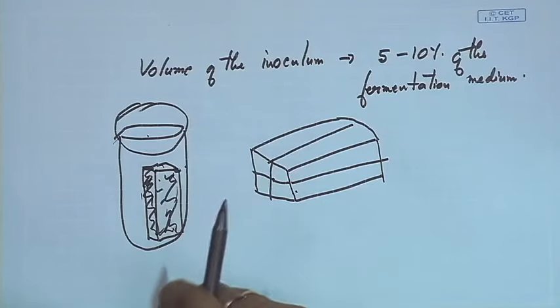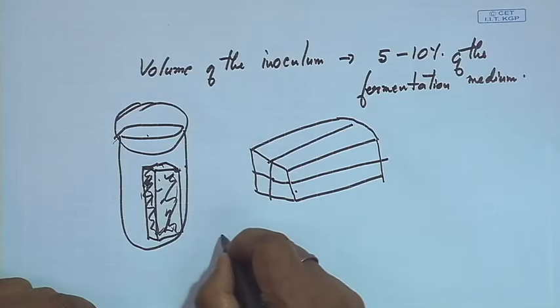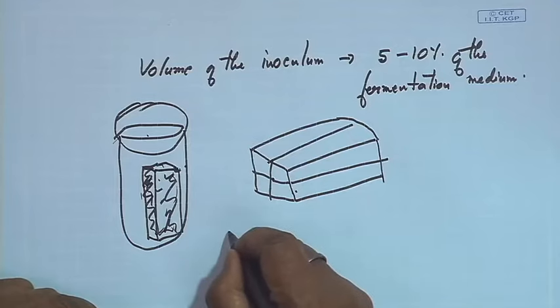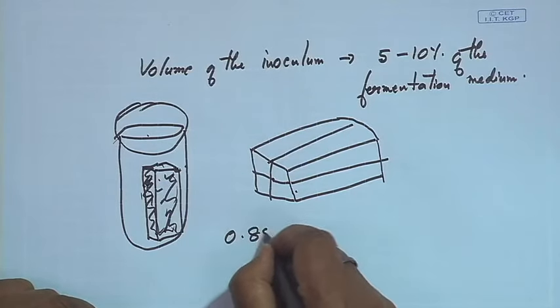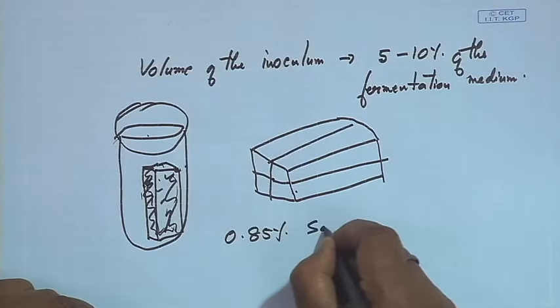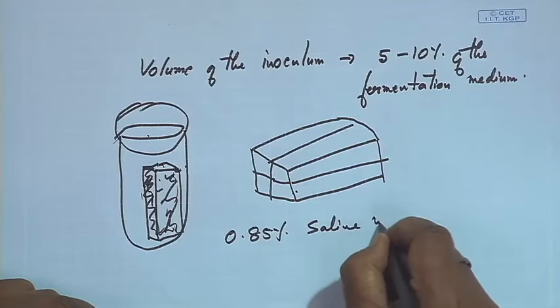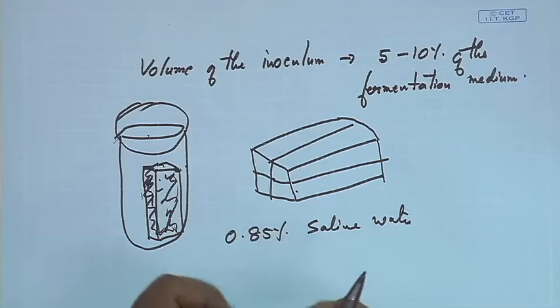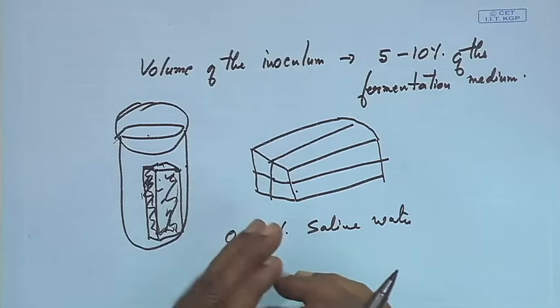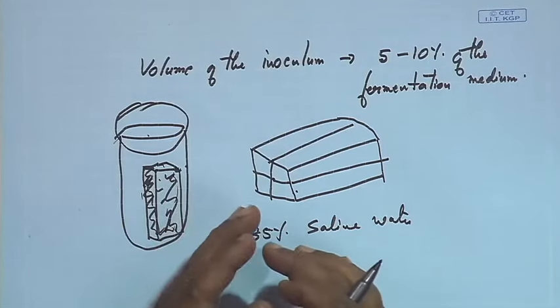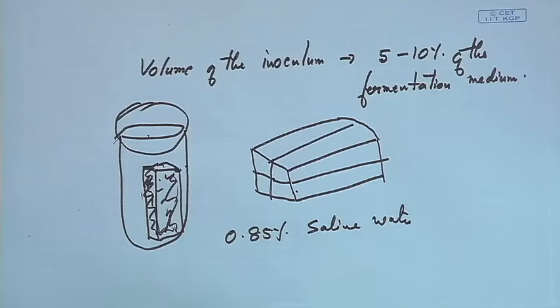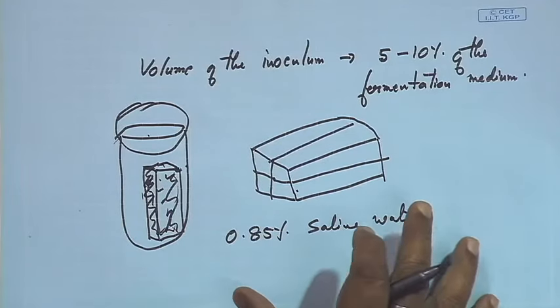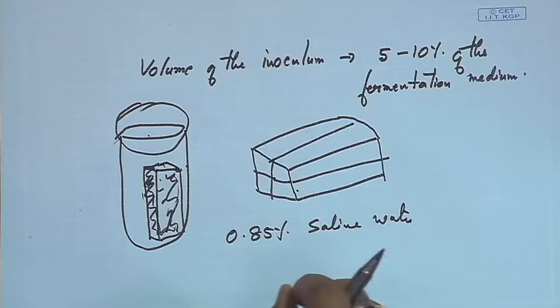Once it is totally covered, we can make a suspension in 0.85% saline water, and then we find out what particular concentration of spores is required for the inoculum vessel. We develop this particular concentration of spores, and then we put it in the seed can.